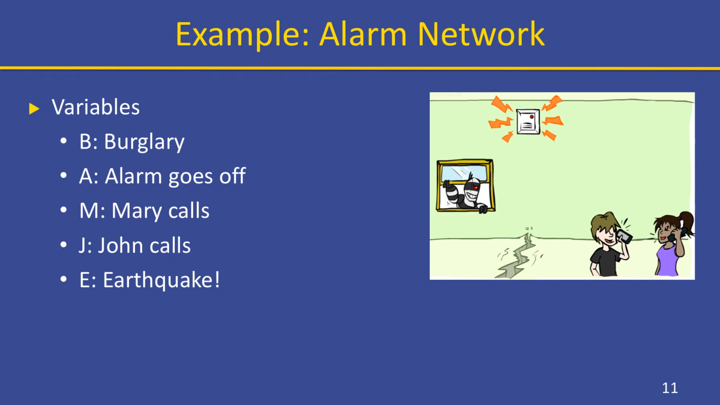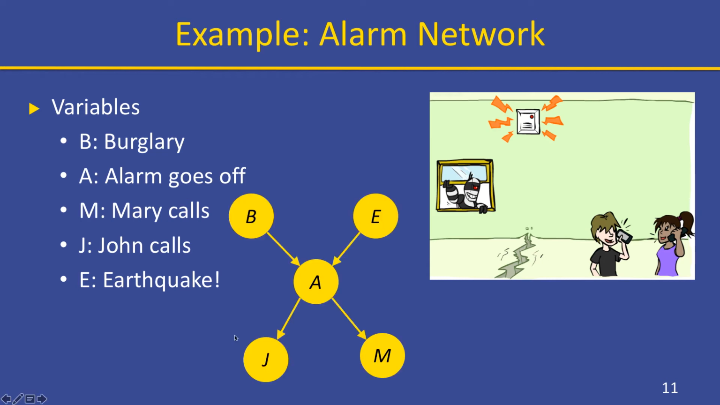Basically, the burglary has some direct effect on the alarm. The earthquake also has some direct effect on the alarm. John and Mary may choose to call me to chat, but if they hear the alarm at my house, they are more likely to call me. So the alarm has some direct effect on J and M. And here's our Bayes net.